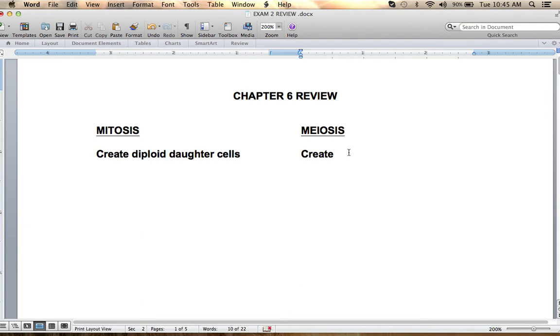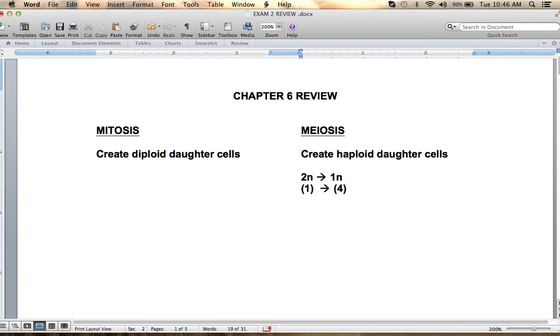In meiosis, the purpose is to create haploid daughter cells, so cells that have half the number of chromosomes. Basically you're going from a diploid or 2N parent cell, and you're making 1N, or just N, haploid daughter cells. You're starting with one parent cell, and you're ending up with 4 daughter cells. And that's what's going on in meiosis.